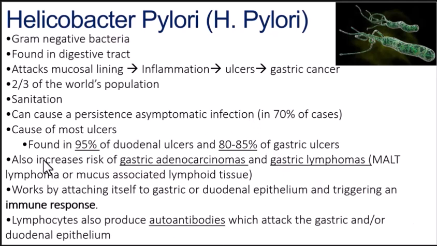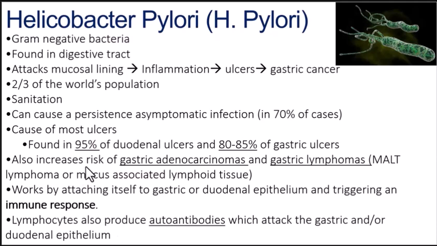Specifically, H. pylori infection is found in 95% of duodenal ulcers and 80 to 85% of gastric ulcers. So you should make note then that it is more commonly the cause of duodenal ulcers, remembering that the duodenum is the first part of the small intestine, so sometimes described as the upper part of the small intestine.